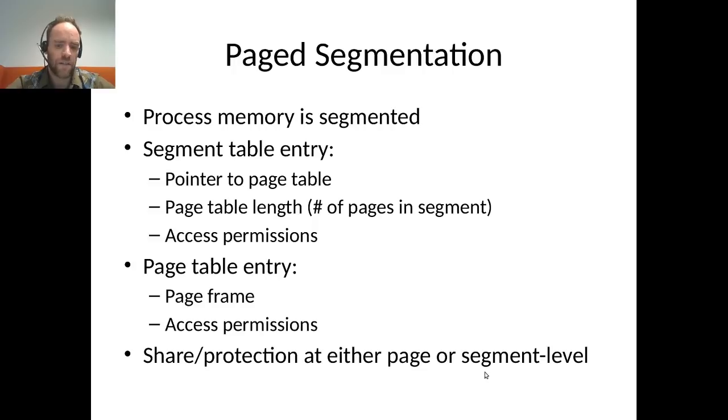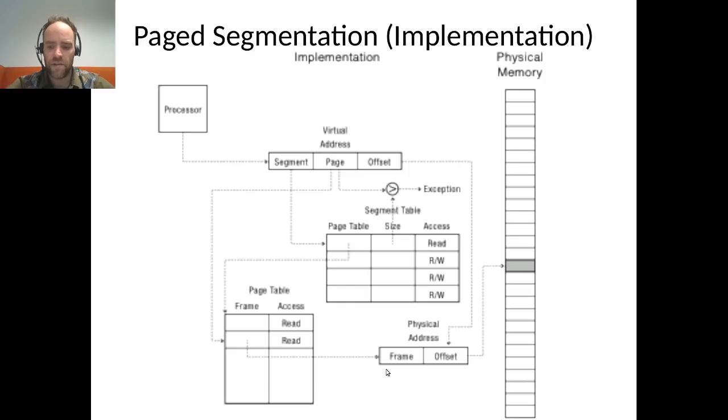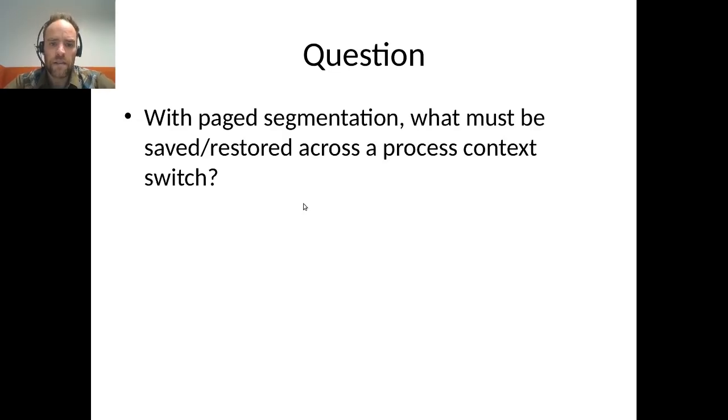And sharing and protection can be at either the page or the segment level. So as I said, the hierarchy of access is either coarse-grained or can be fine-grained. Similar to the other approaches, what do we need when we do a process context switch? Well, since we are hierarchical here, we can simply store the segment table per process. And again, that's usually done in hardware. So similar to the segmented approach.